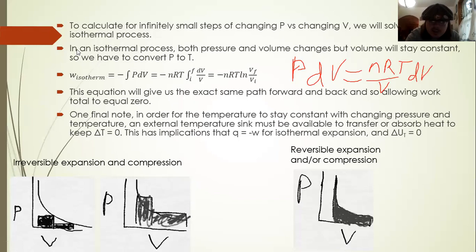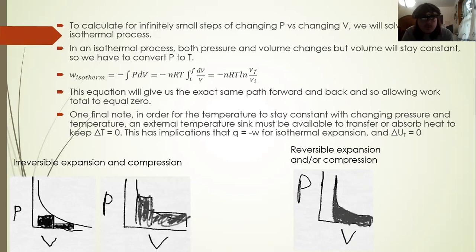So when we integrate this, nR and T factor out because they are constant. But V is our variable we're going to integrate with respect to. So 1 over V dV, when we integrate that, becomes ln of Vf minus ln of Vi, or ln Vf over Vi. So to look at a reversible isothermal process, where we allow temperature to stay constant throughout, the work of this system is negative nRT ln Vf over Vi.